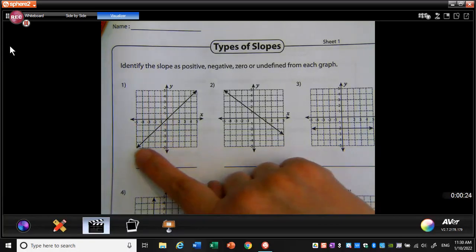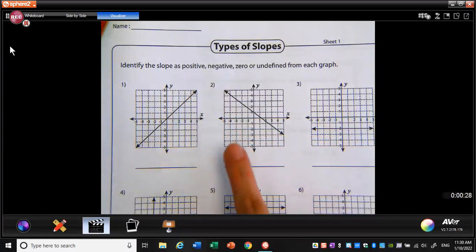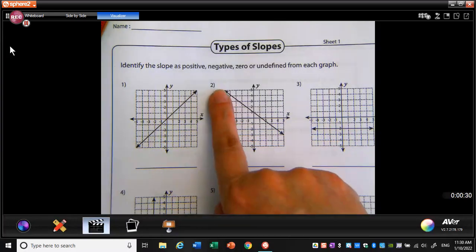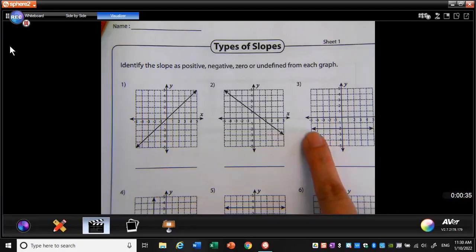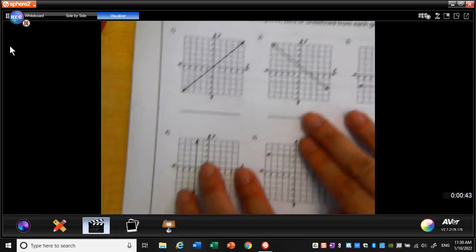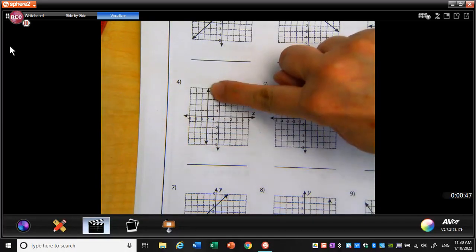So if your line is going up from left to right, that is a positive slope. If your line is going down from left to right, that is a negative slope. When you have a line that doesn't go up or down but goes left to right, or a horizontal line, that is called a zero slope. And when you have a line that is vertical, that is called an undefined slope.